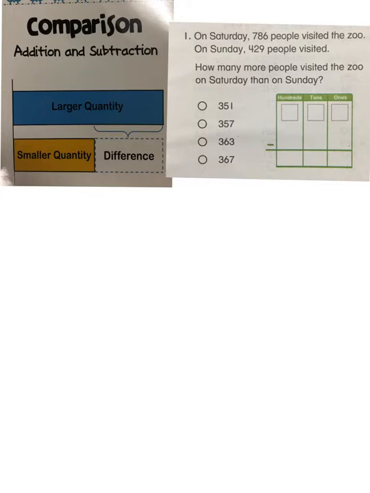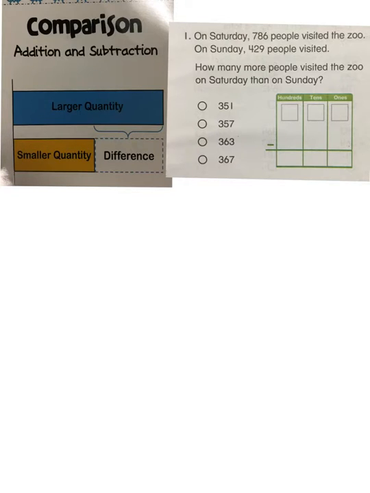As always, our first step is to read our problem. On Saturday, 786 people visited the zoo. On Sunday, 429 people visited. How many more people visited the zoo on Saturday than on Sunday? We know it's a compare because we're asking how many more people visited on Saturday than on a Sunday. So there's 2 days and we're trying to figure out how many more came on one of the days.